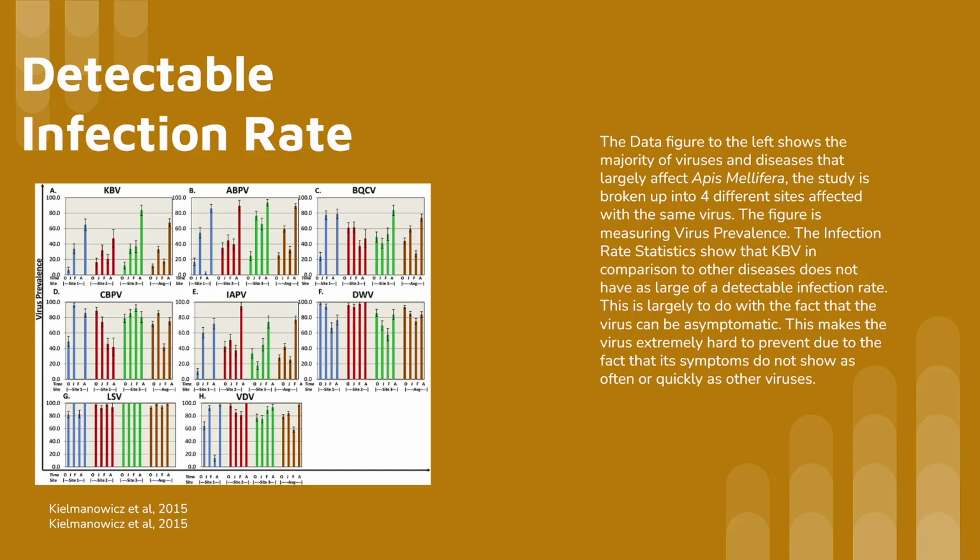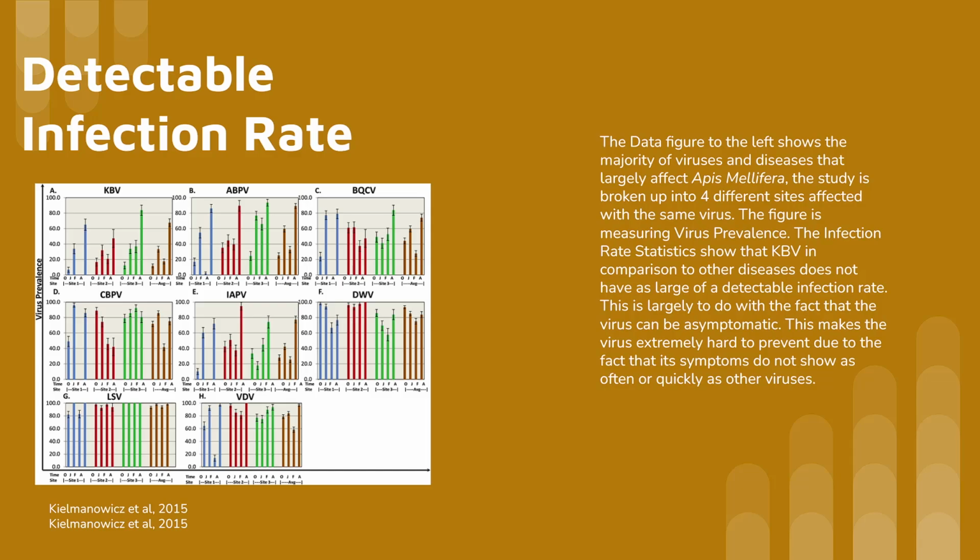Another problem with this virus is that it is extremely undetectable. It can just slip through the cracks. So you have the data figure to the left. You have all of these different bee viruses. You have ABPV. You have deformed wing virus. You have all of these, the paralysis, and then you have Kashmir bee virus to the top left.